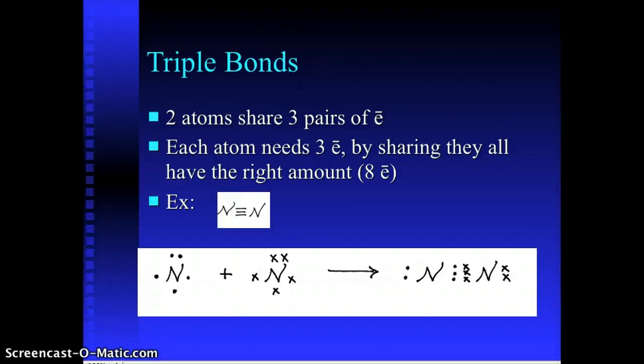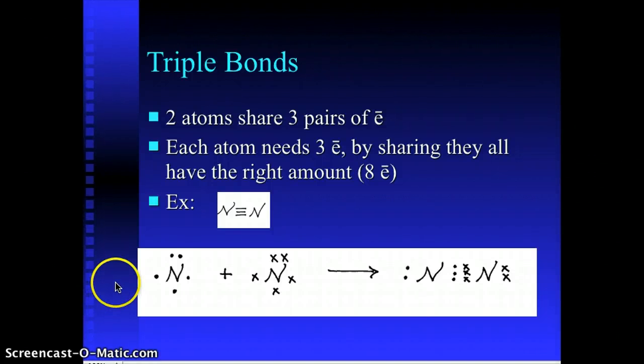So a lot of times nitrogen is a good example of this one, but there are definitely, carbon can do this, and oxygen and other atoms as well. But each atom needs 3 electrons, okay? So to become stable, they're going to share with someone else, and then that'll give them the 8.